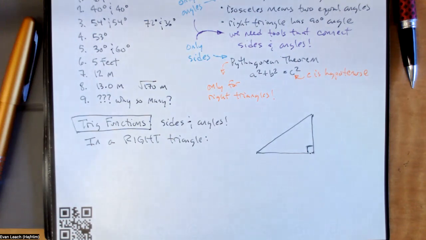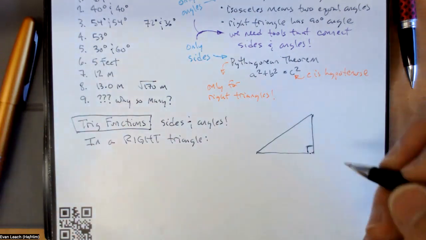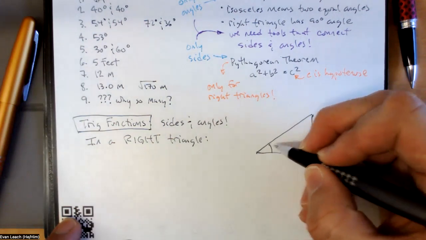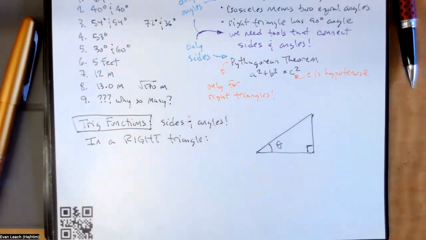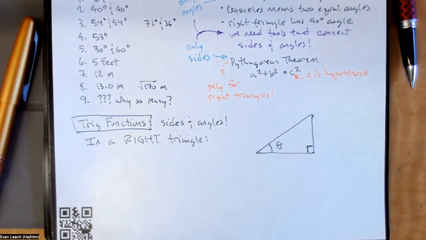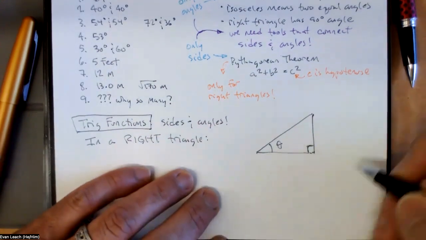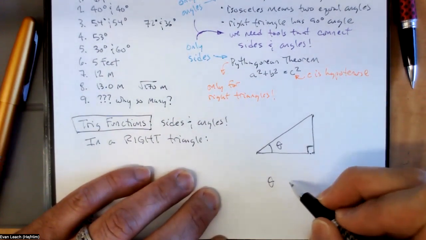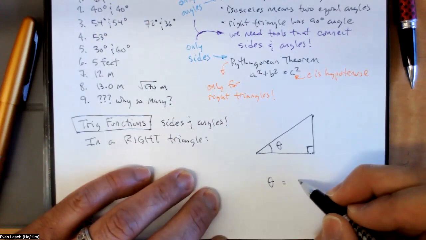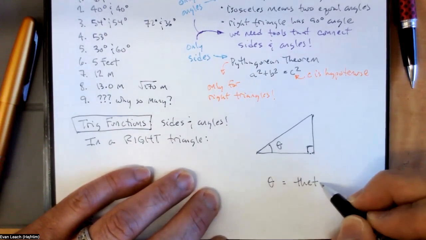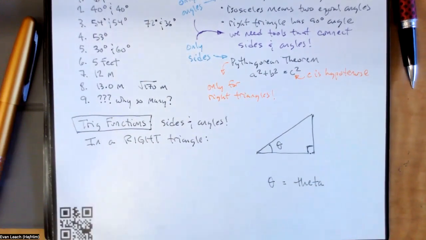I'm going to label the angle down at the bottom. I'm going to say this is angle theta. To make a theta, just make an O and then keep going across right through the middle. That's going to be angle theta. Specifically, it's a lowercase theta, although this is how I write uppercase theta.